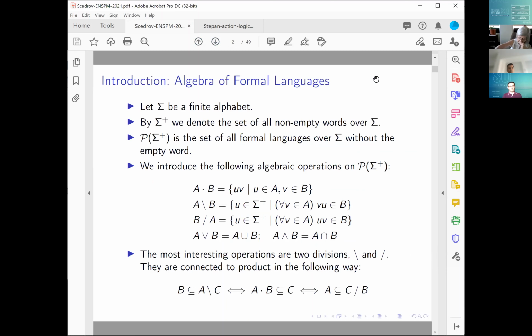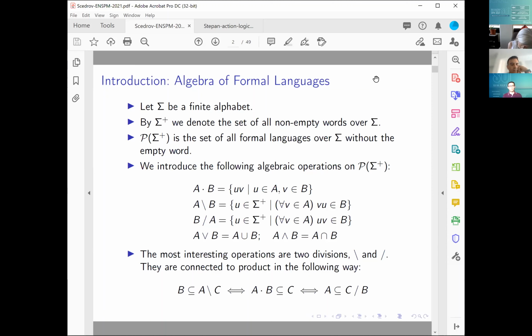Start from the algebraic side this time, okay? So let's start with a simple example. This is an algebra of formal languages built on a finite alphabet Sigma, and by Sigma plus, we will denote the set of all non-empty words over Sigma. Then we'll consider the set of all formal languages over Sigma without the empty word.